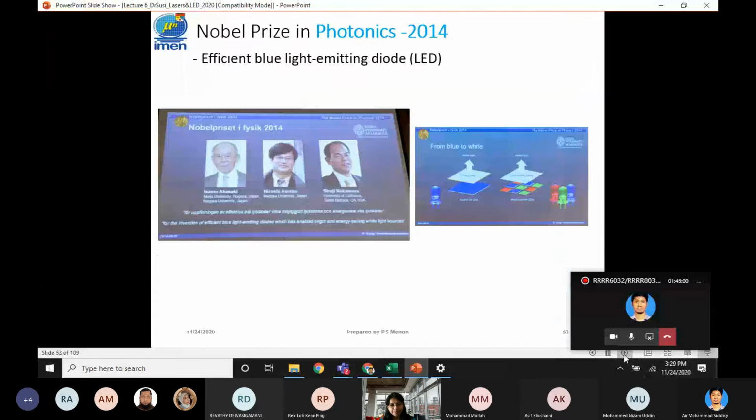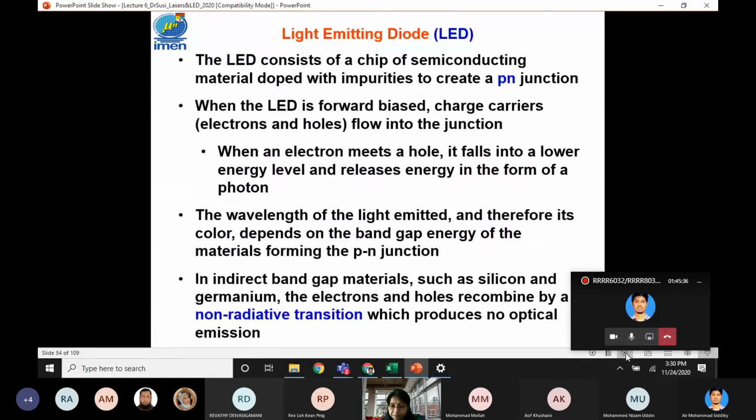All right, we move on to LED. Similar to the laser, the LED has also won a Nobel Prize in Physics. This was in 2014, awarded to a group of Japanese scholars, Isamu Akasaki, Hiroshi Amano, and Shuji Nakamura. Their Nobel Prize is for the invention of efficient blue light emitting diodes, which has enabled bright and energy saving white light sources. From blue LED, they produce white light source, basically using phosphor. We'll cover that after this.